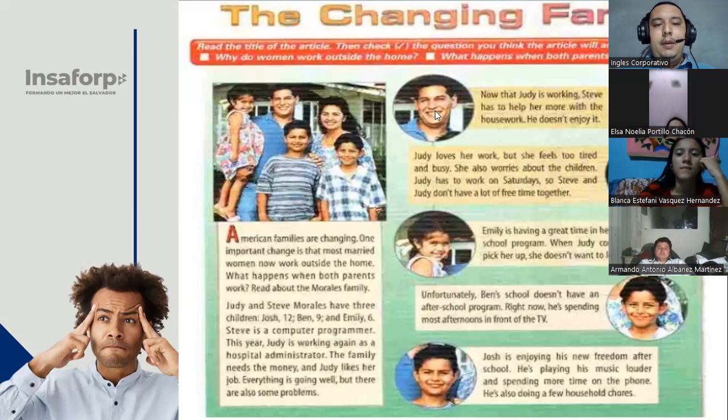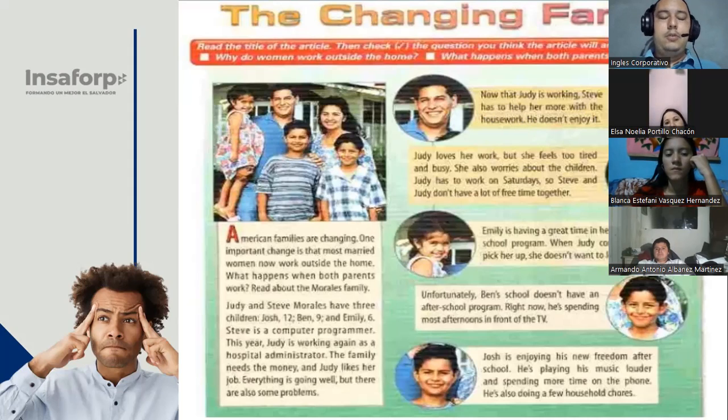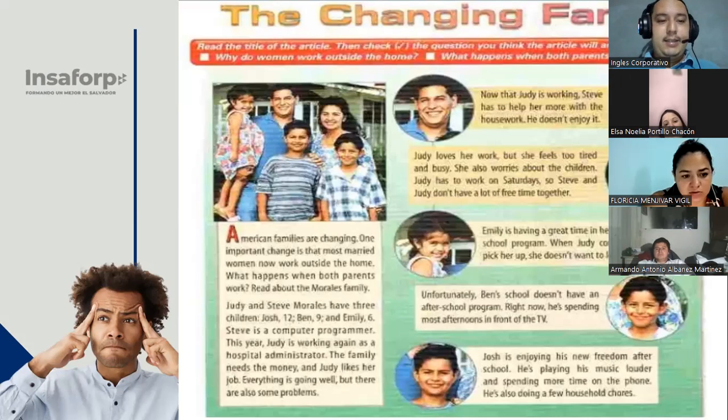Here we have the father, Steve, right? Now that Judy's working, Steve has to help her more with the housework. He doesn't enjoy it. What does it mean, guy? That he doesn't like helping in the house. Housework. What does this mean in Spanish? Housework. Trabajo en casa. Los trabajos de casa o ¿cómo sería esta otra palabra en español? Los oficios del hogar. Eso. Oficios del hogar o los oficios domésticos. Gracias.